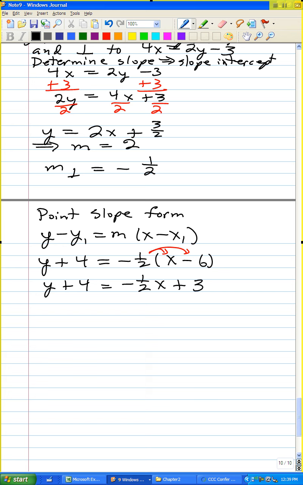So again, I would be done if they would allow me to write this in any form I wanted. But let me multiply both sides of my equation by 2 in order to get rid of all the fractions.